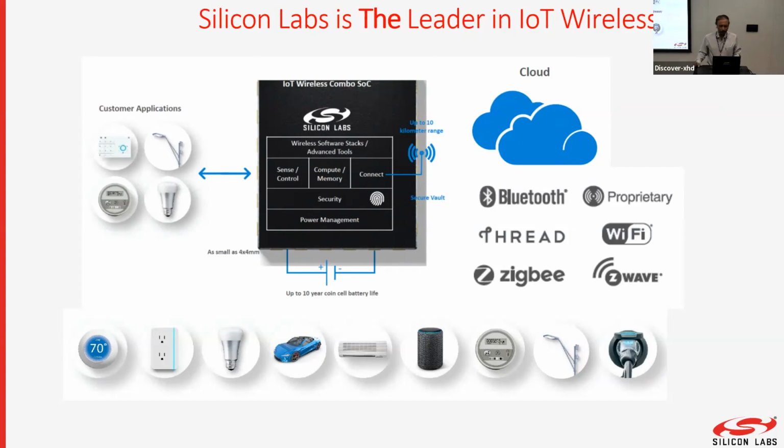It is the world's leader in wireless connectivity for the IoT. Plenty of wireless connectivity: Bluetooth, Thread, Zigbee, Wi-Fi, proprietary, Z-Wave. So many of them are there. And our applications are in the consumer, the industrial, the home market, the medical market, the automotive market, everywhere. Everything is getting automated these days.